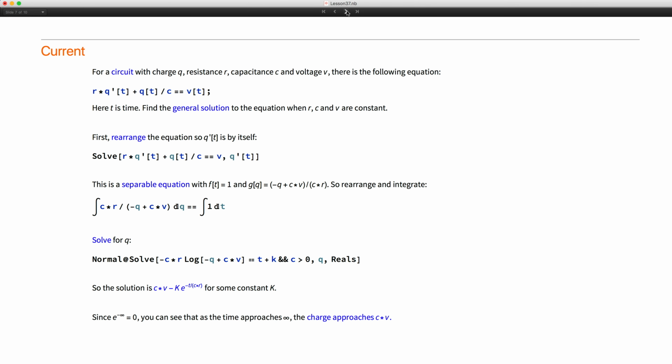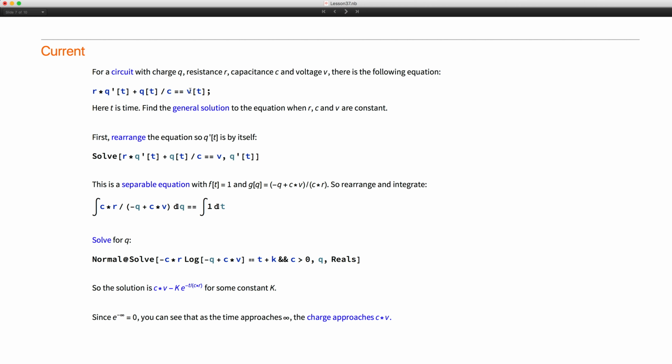Okay, so on to some applications, and we'll take two of them. The first one is for current. So here's an equation that describes a circuit in which there's some charge flowing, the resistance, a capacitance, and some voltage associated with the circuit. So that's the equation, the differential equation for the charge Q.